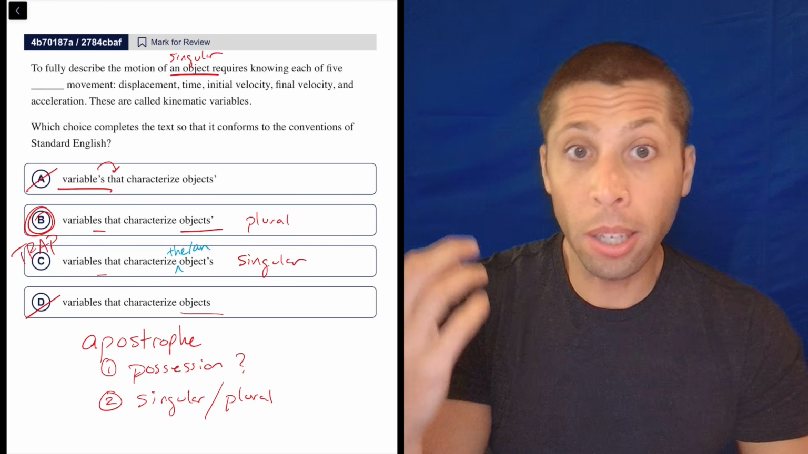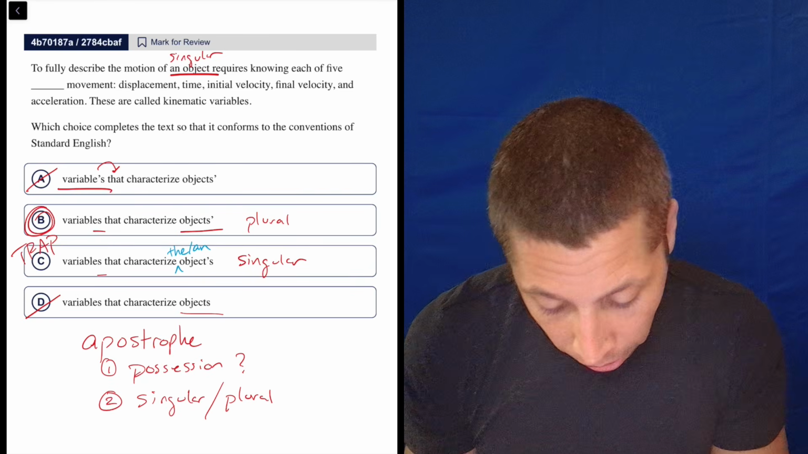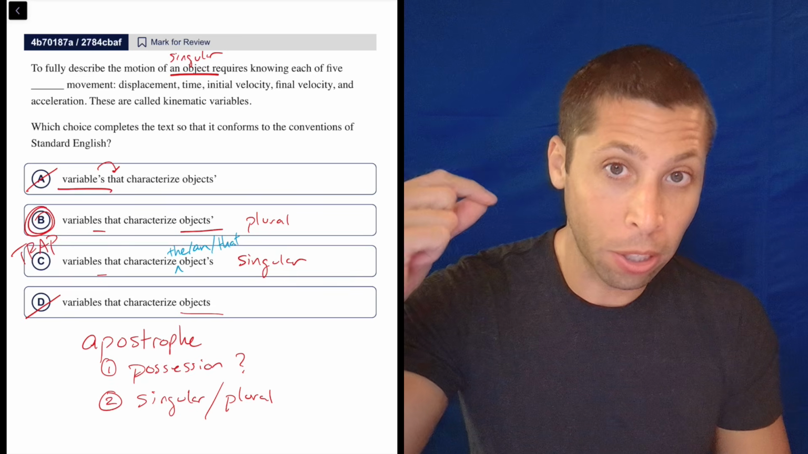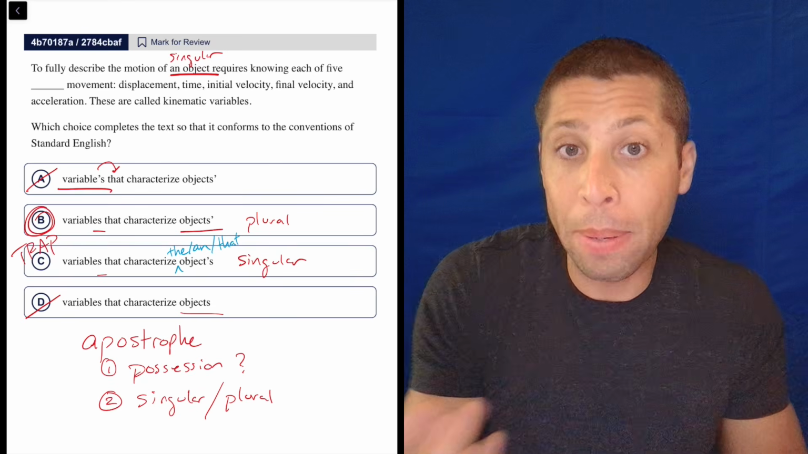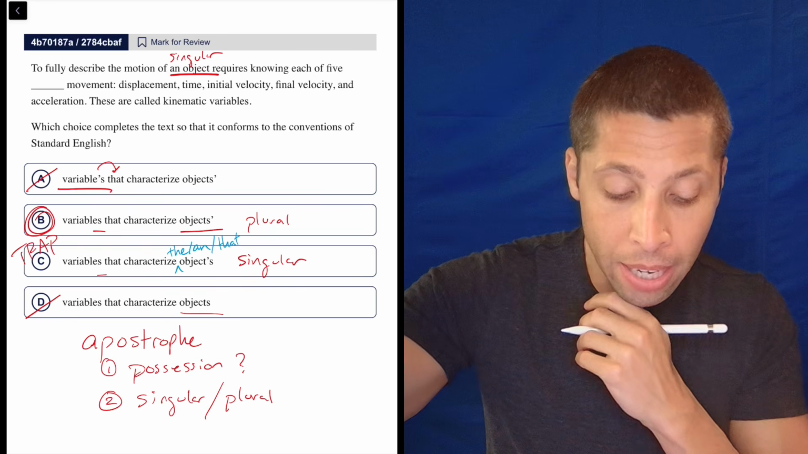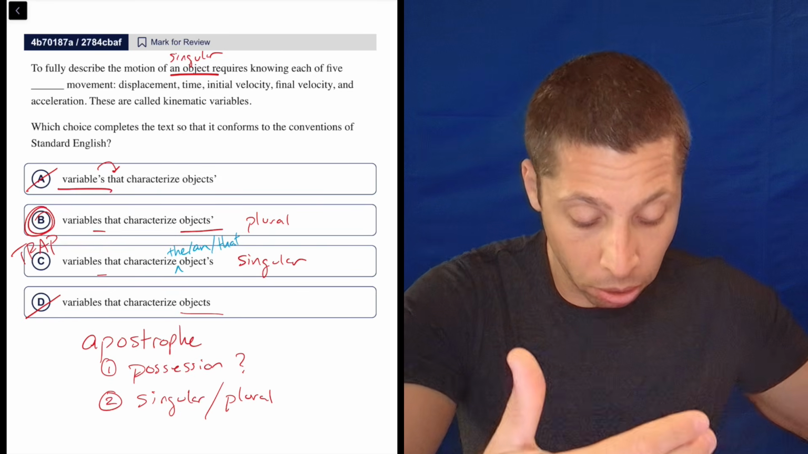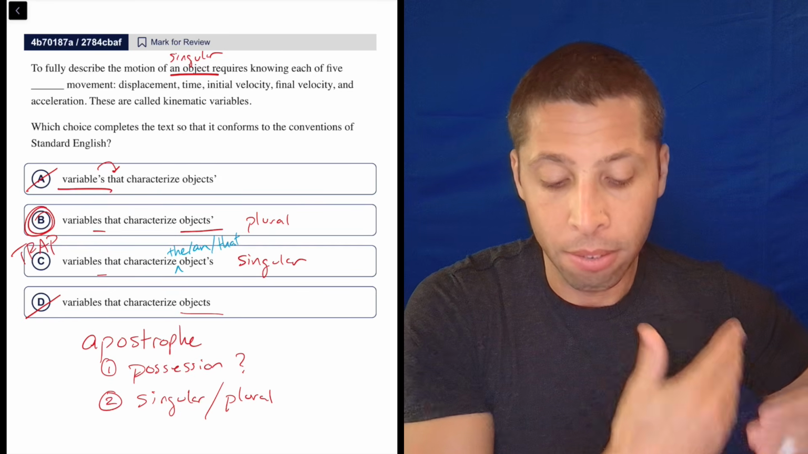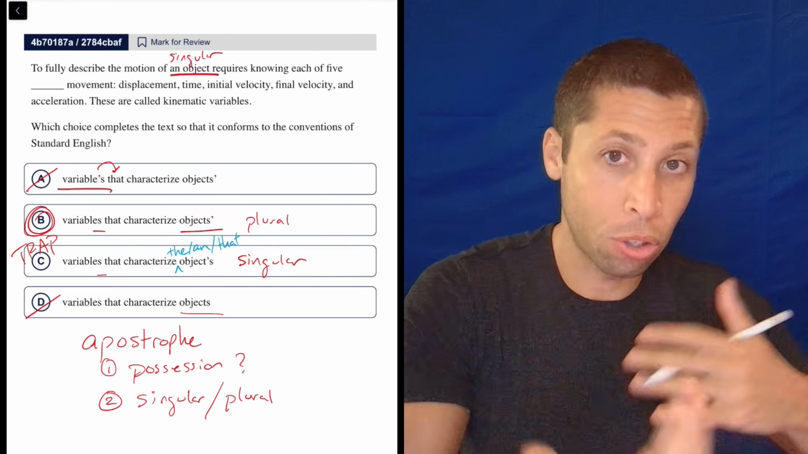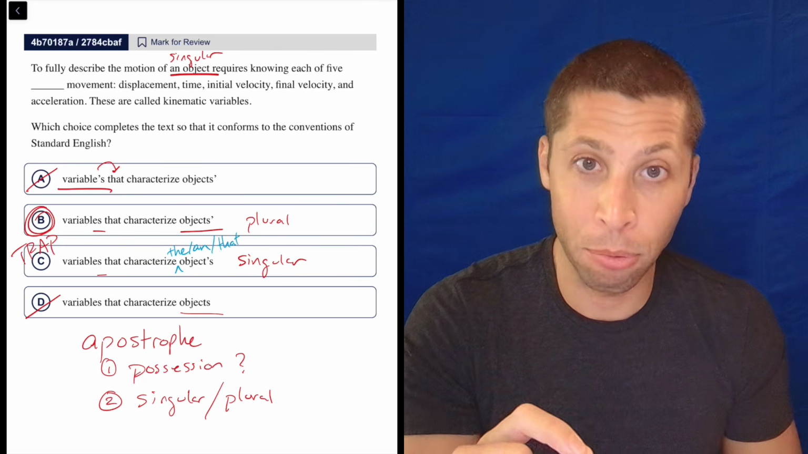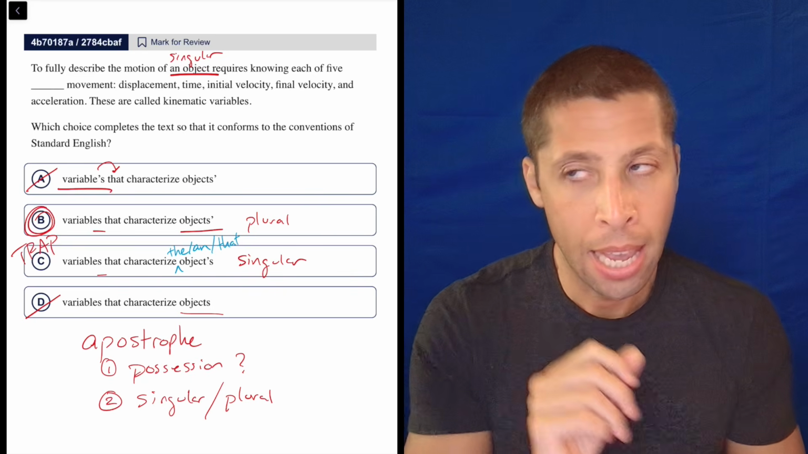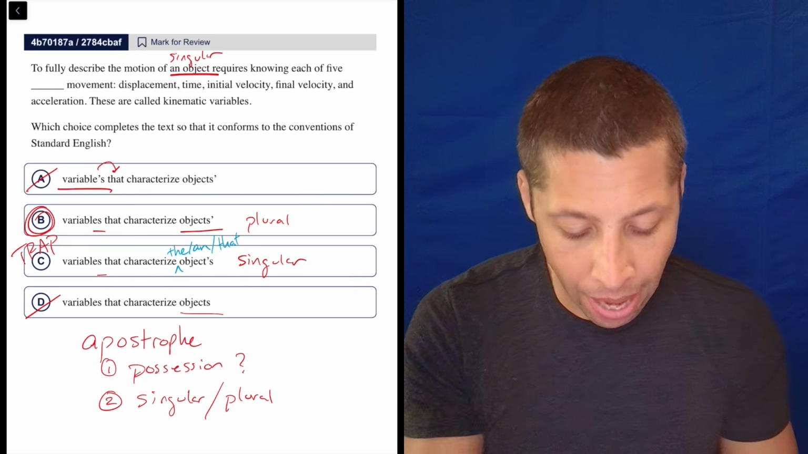But we need a word like the or an, or I guess we could do that, right? Some sort of singular thing to keep it singular, right? We're talking specifically about the object at the beginning, and now this particular object has 5 variables. And so now we are continuing to talk about this one hypothetical object, and that would be a case where C would be correct. But those words are missing, and without them, it doesn't make sense.